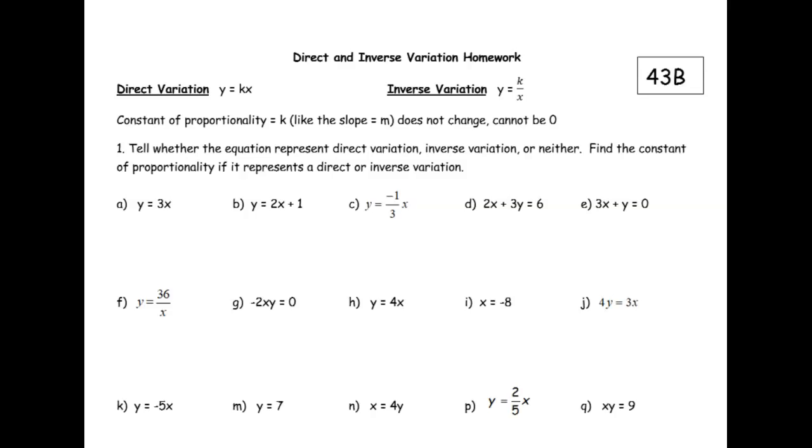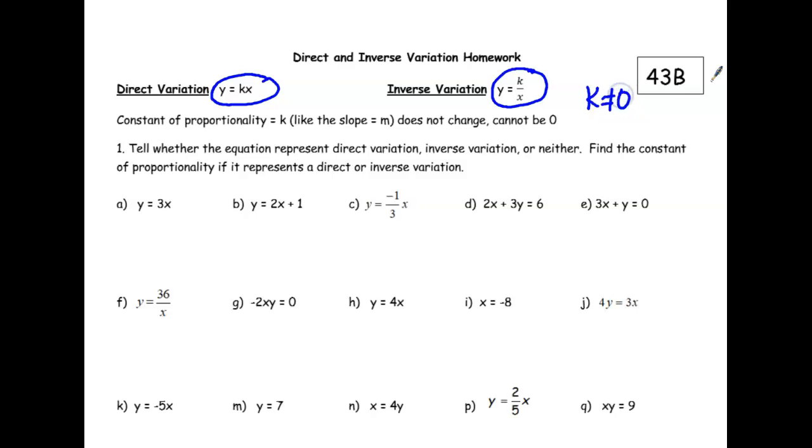So if you look at 43b, we talked about direct and inverse variation, and we mentioned that direct variation has the equation y is equal to kx, and inverse is y is equal to k divided by x. Okay, the constant of proportionality is equal to the k value, and with a direct variation, it's like the slope. So it does not change. It cannot be 0. Okay, so k cannot be equal to 0.